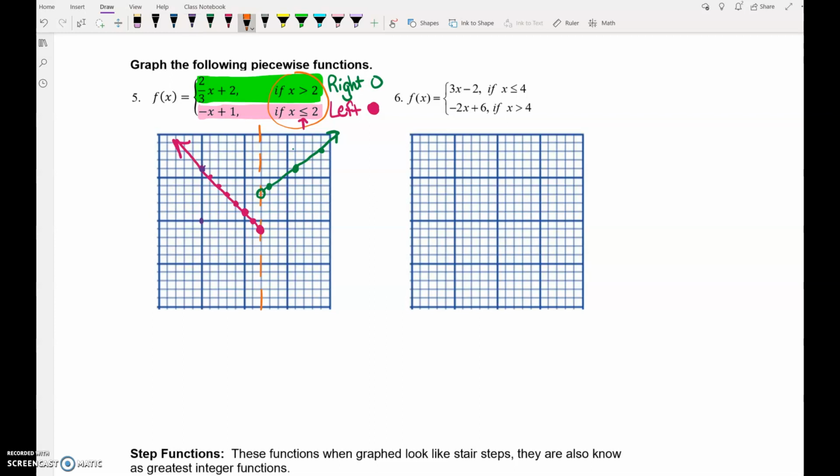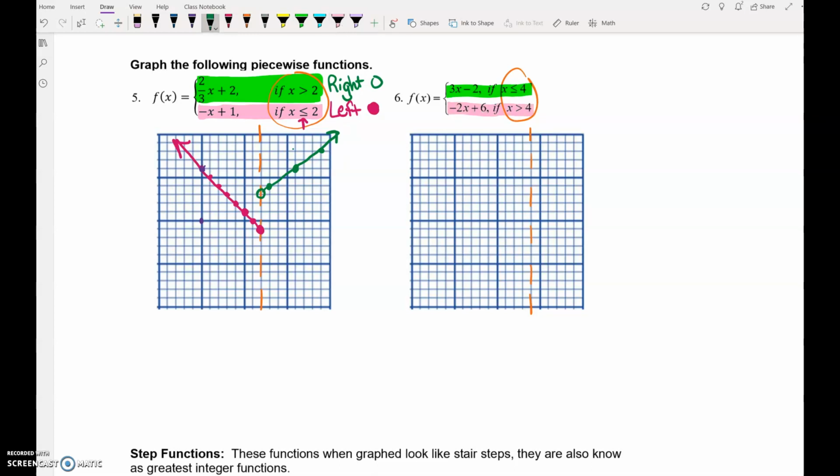So let's look first at the switchover point. According to this, our switchover point is at an x value of 4. So I'm going to put a dashed line at 4. Then let's think about left versus right.